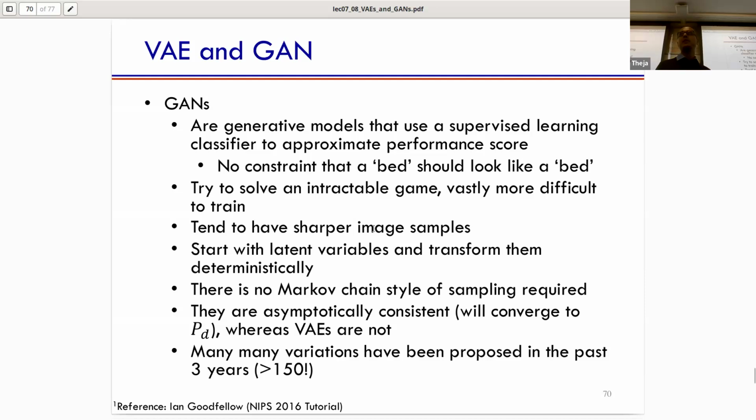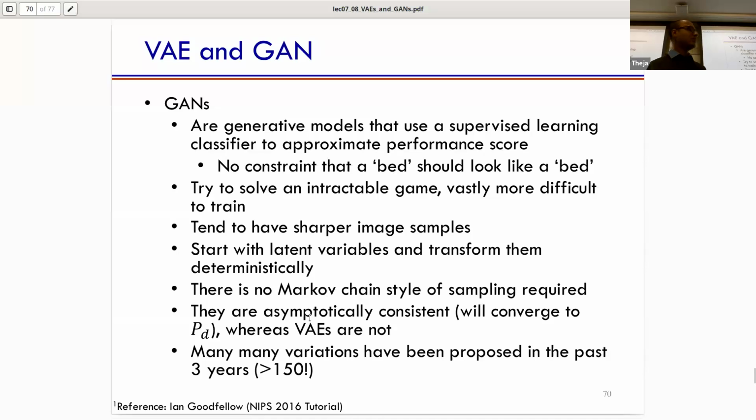GANs do produce sharper images. And you saw stable diffusion also produces really good sharp images. Sorry, just diffusion models produce sharp images. You start with latent variables which are random, and then you deterministically transform them to an image. Whereas in a VAE, you start with a random sample, you get to a mean and variance distribution, from which again you do an extra sample. So there is a little bit more sampling involved.